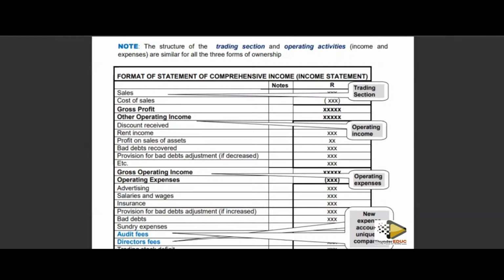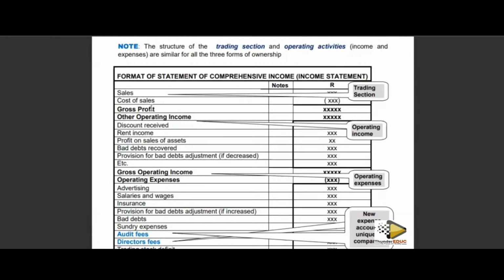Now, let's start with the sales. The trading section represents the sales and cost of sales. Now, sales, this is the amount we get from selling our goods. Those are our sales.